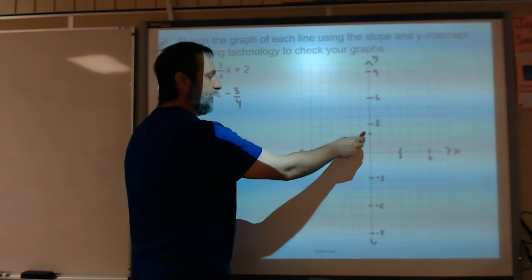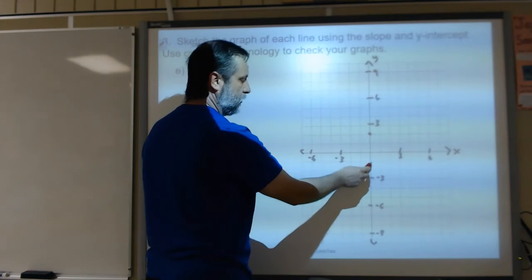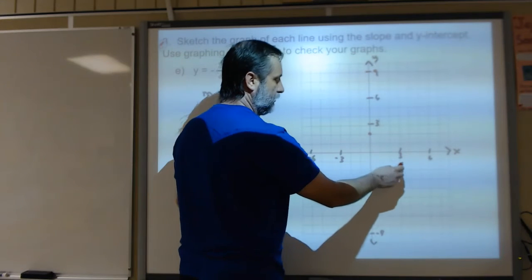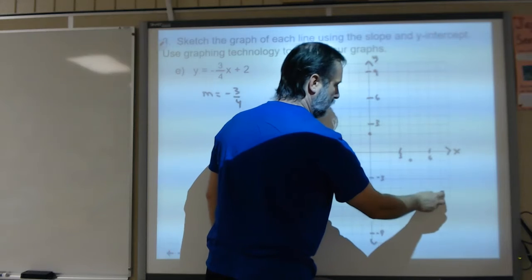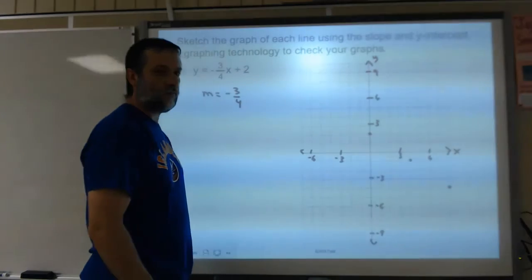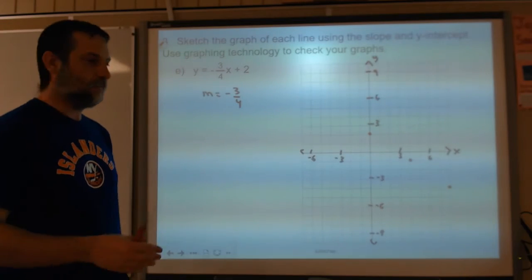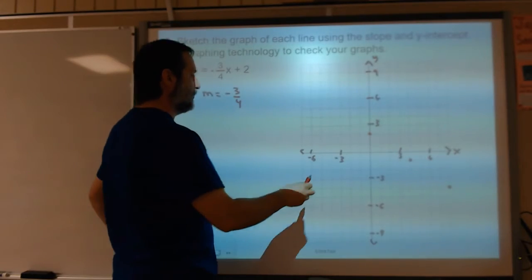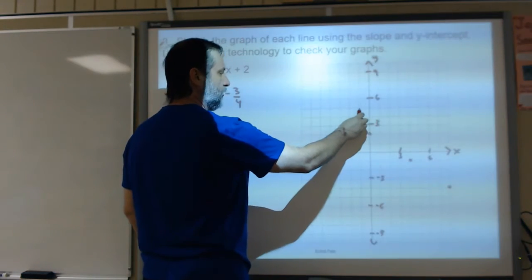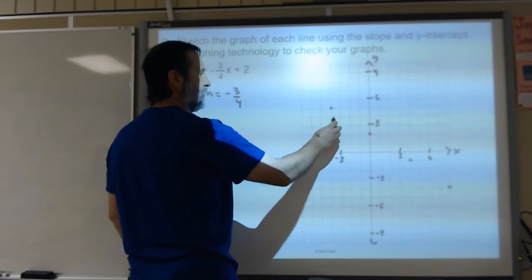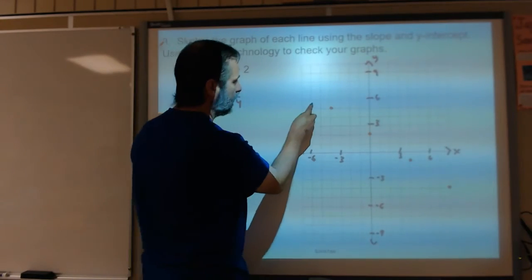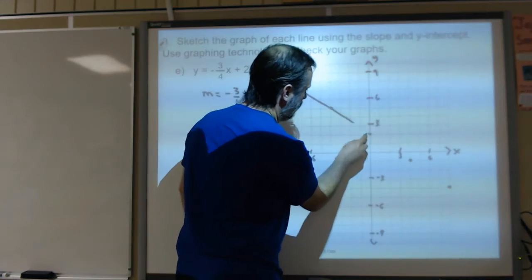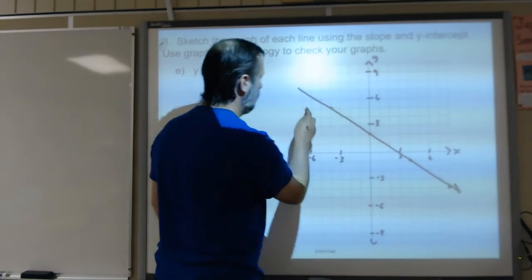So from here, rise negative 3, drop 3: 1, 2, 3, run 4: 1, 2, 3, 4. 1, 2, 3 down, 1, 2, 3, 4 over. I can flip where that negative is, but I can still work in the backwards direction, right? So this time I'm going to rise 3, but run 1, 2, 3, 4 backwards. I'm going to be up the chart. I've got enough points to make a straight line, of course. And I'll put my ruler on there.